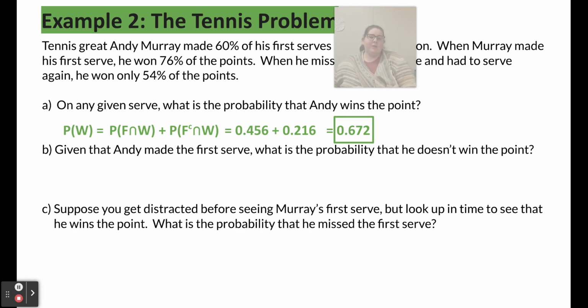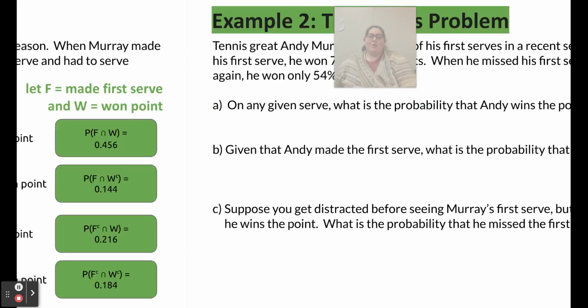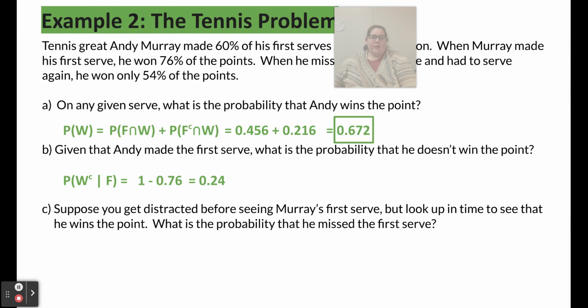Now that's not something I can look at on my tree diagram because given that he wins, well, winning is in two different places. So I don't have one entire branch of the tree that's just the parts where he won the point. That's not the way the events happen, and that's not the order that the events happen in. So for ones like this, I'm going to have to use my given formula that we learned in the last lesson. All right, so I'm finding the probability that he doesn't make his first serve given that he won the point.